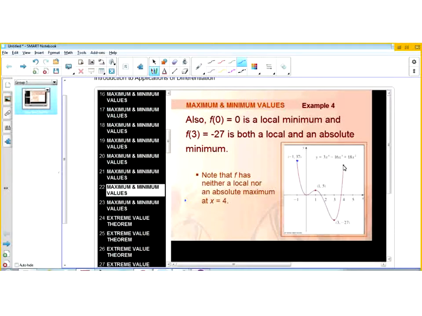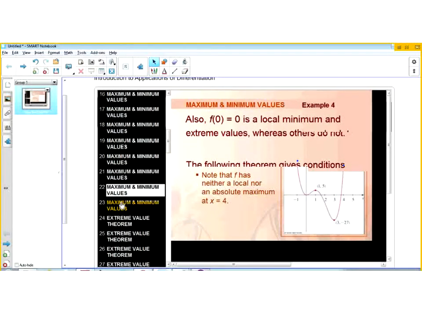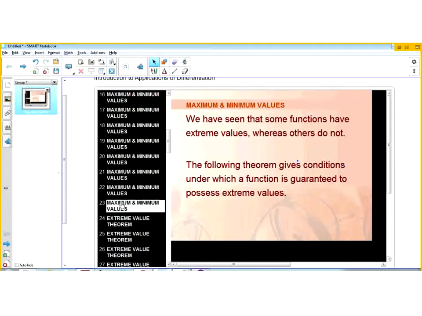Now at this endpoint at x equals 4, it's neither a local nor an absolute maximum. It can't be local because it's an endpoint, and it can't be an absolute max because it's not as high up as -1, 37 on the graph. So that's the structure. Some functions have extreme values, whereas others don't, like in the case of y equals x cubed. Extreme values being the absolute max and the absolute min.